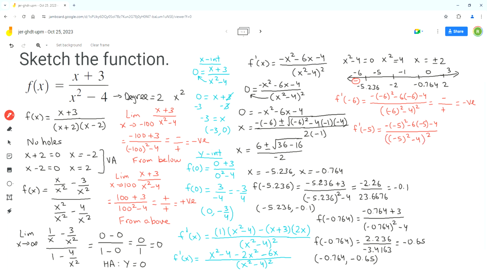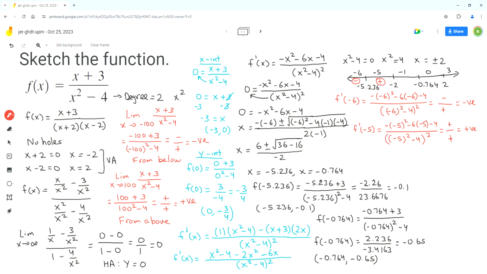Now the denominator will be positive, and in the numerator negative 5 squared is 25, so it becomes negative 25, and then negative 6 times negative 5 is positive 30, so negative 25 plus 30 is 5, and 5 minus 4 is 1, so we'll get a positive value. So that means the function is increasing on the right side of negative 5.236.